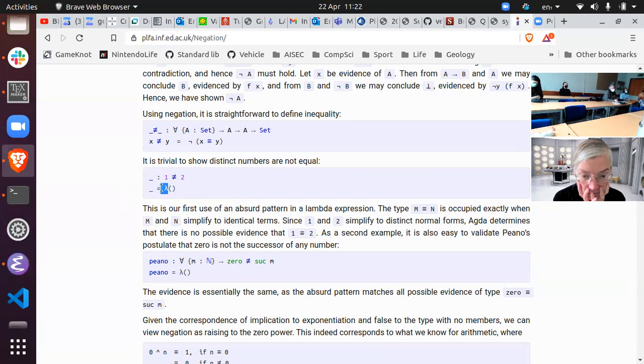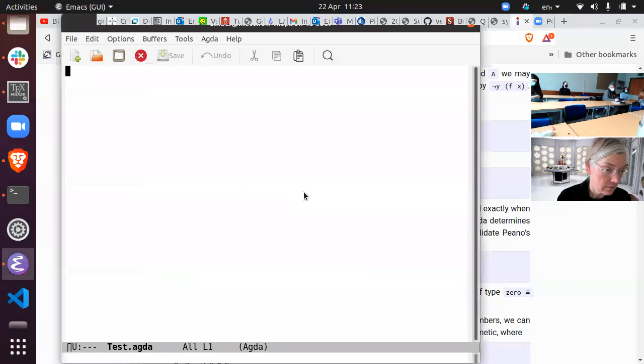So you could write it this way. This is a lambda with an absurd pattern match, which I'm not sure we've seen before. I think we've only seen absurd pattern matches on the left-hand side of function declarations. But you could also move the absurd pattern match to the other side of the equals. And you don't get an equals, so you could also write underscore parent. Yeah, you could also write that as well.